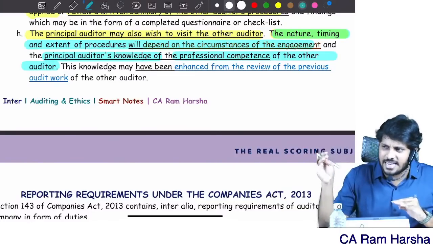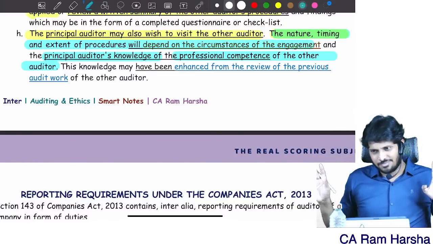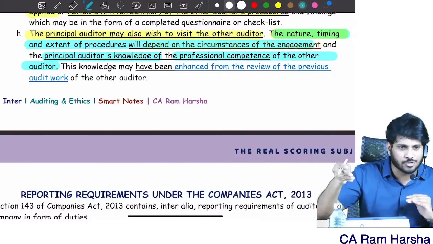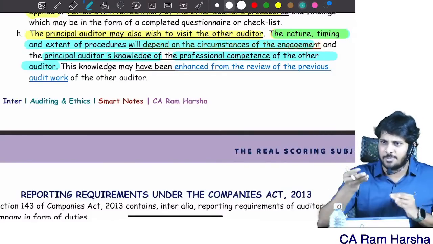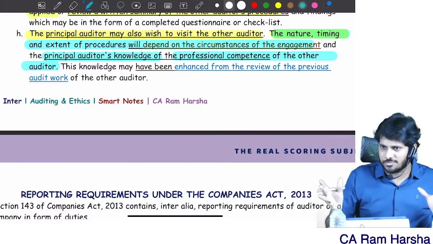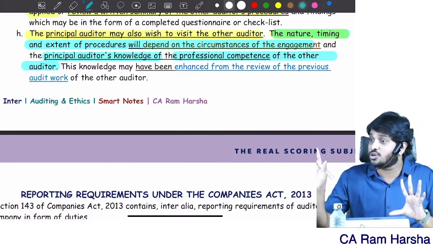If he is a CA with a COP, I don't discuss anything. I just simply tell him, please finish the audit by so and so time and give me the report. Finally, he'll give the report, I'll use it and then give my report. This is what I do if the other auditor is also a CA with a COP.